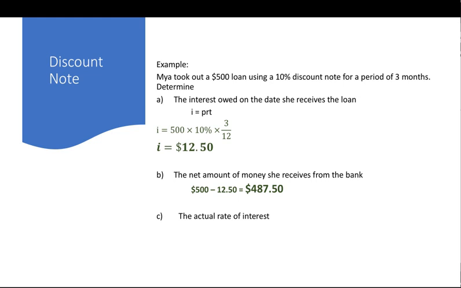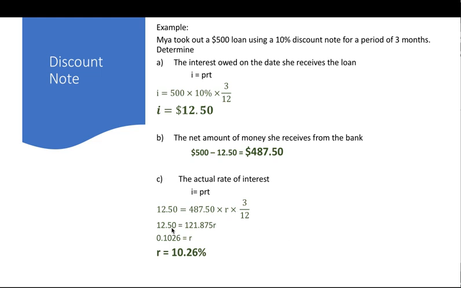How much does she owe when she pays this loan off? Well, when she pays the loan off, she's going to pay the bank $500. So what's the actual rate of interest that she's paying? So she actually borrowed $487.50. She paid $12.50 in interest.